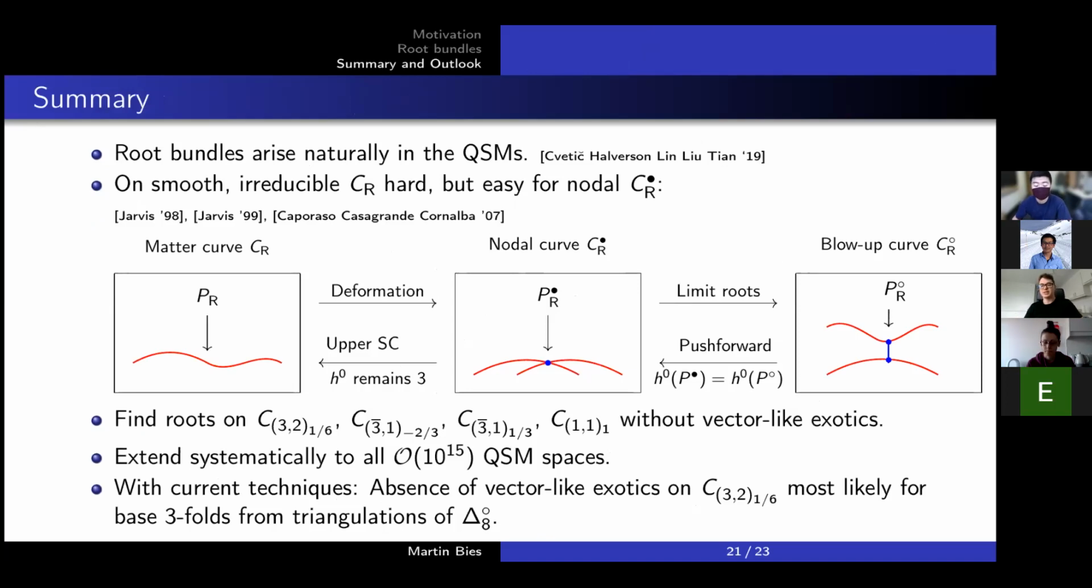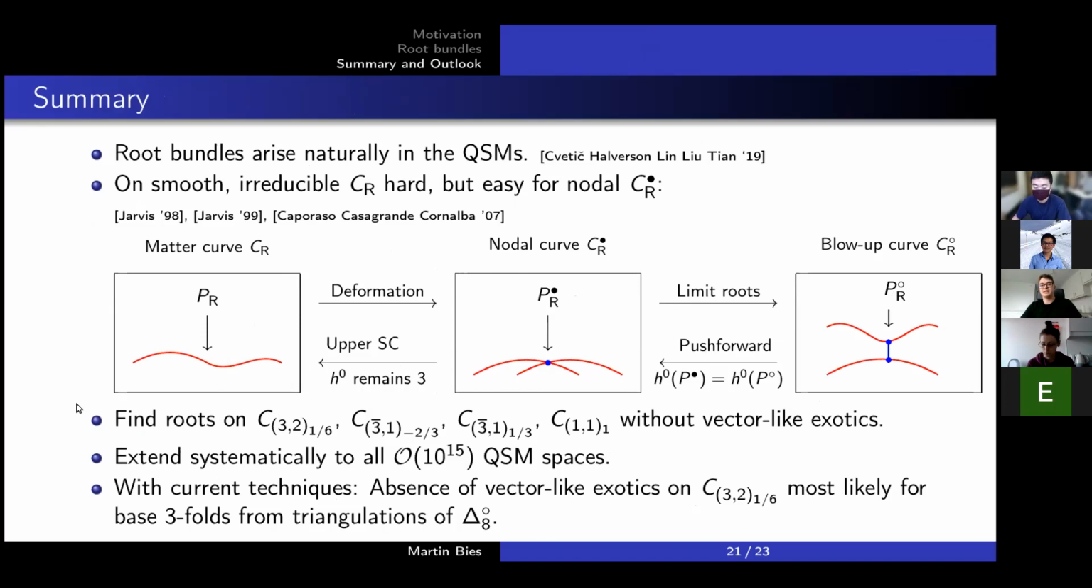And I hope I also gave you a feeling for how we can actually deal with those on nodal curves. Essentially, this image here again summarizes our strategy in that we are taking it to a nodal curve where we can make statements and then take a little bit of deformation theory to get us back to the smooth case, thereby arguing that we can actually find solutions to the root bundle constraints with the cohomologies required for an MSSM.